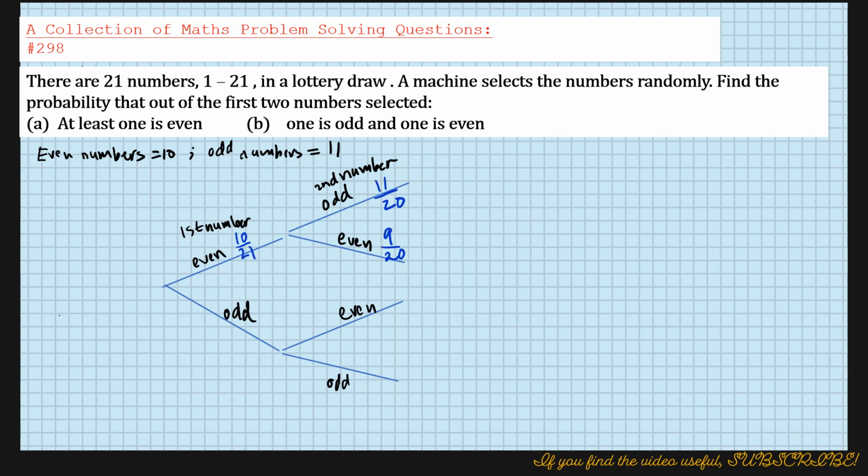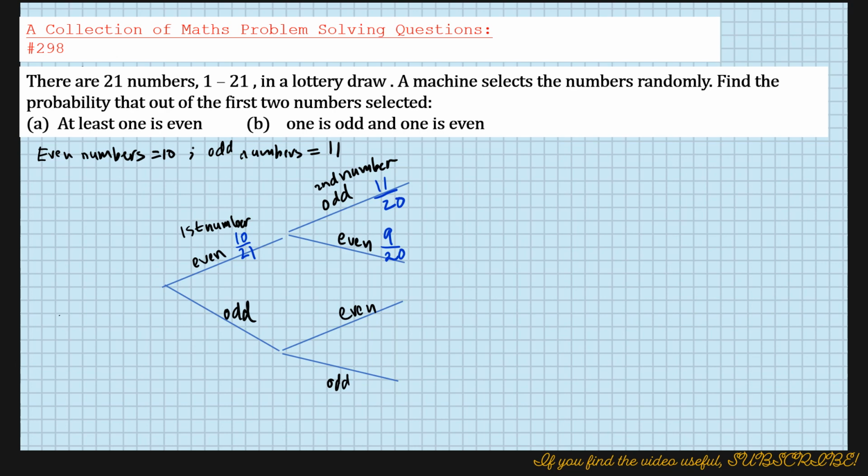So I write down the probabilities. The first number is even: the probability would be 10 out of 21, 21 being the total number of numbers. And the next one is odd. That would be 11 out of 20, 20 because when the first number is selected, the total number of numbers decreases by 1. So that makes it 11 out of 20.